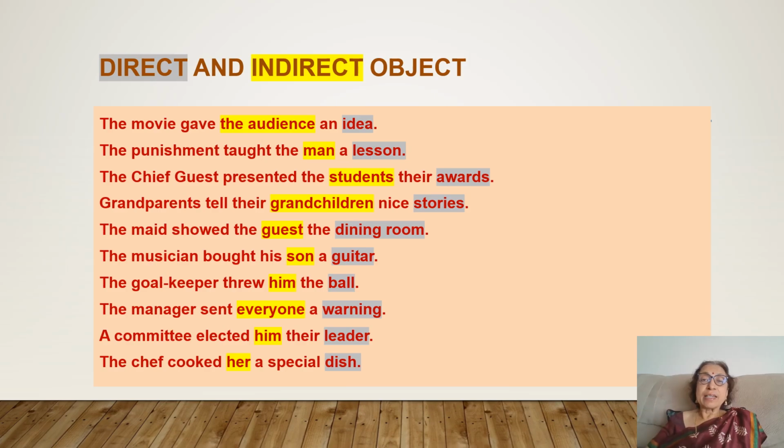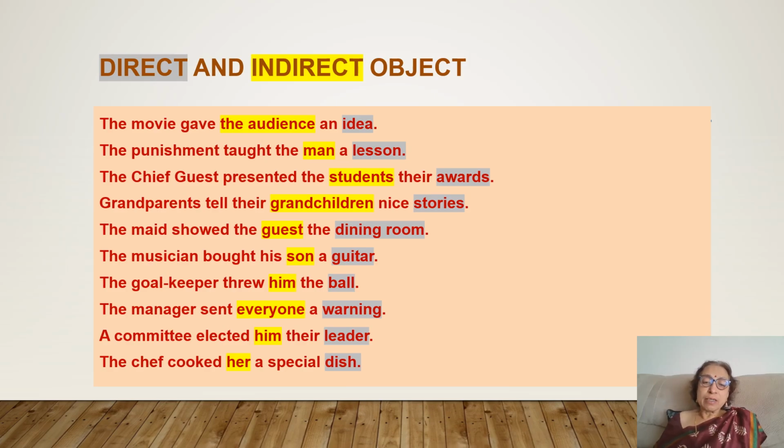The committee elected this person. Complete sentence. Nothing else is needed. But the moment there are two, then him becomes less important. The leader becomes more important. The more important, the more complete one is the direct object.